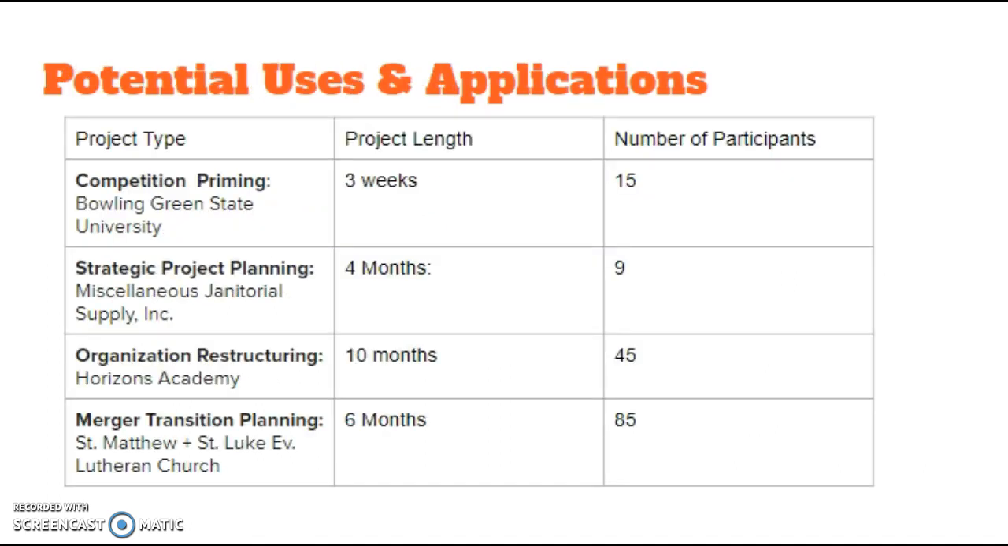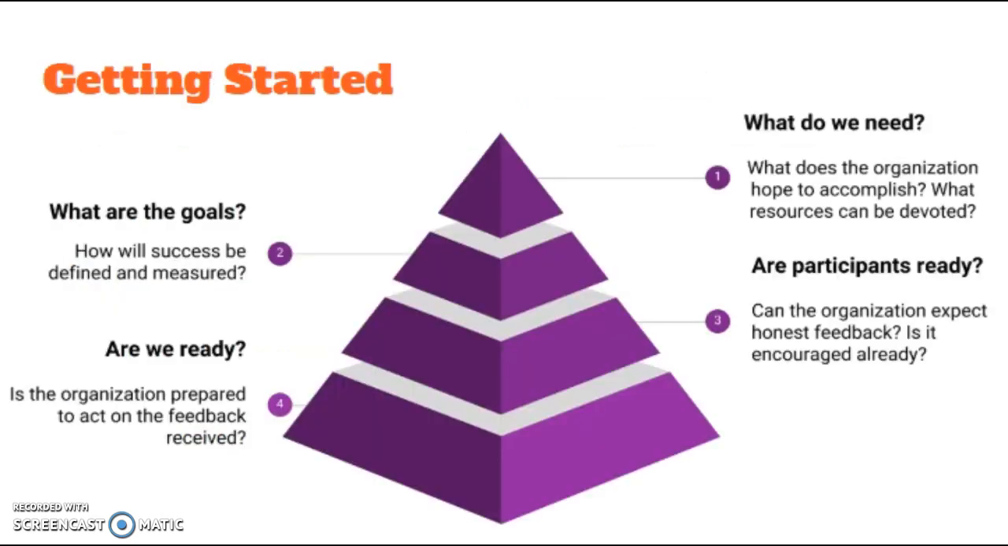This method has been used for a variety of projects, including strategic planning for the implementation of a new human resource information system, planning the restructuring of a charter school, and coordinating the merger of 2 houses of worship. Organizations looking to get started with using this method should answer these 4 questions. The first question helps to establish scope and budget for the project. The second establishes deliverables. The third examines expectations for participants, and the fourth examines an organization's readiness to move forward with next steps.